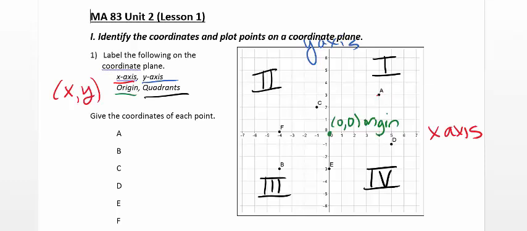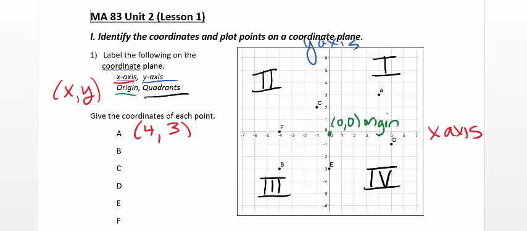So to find the coordinate of A, we start here from the origin and we had to go over to the right 4 places. So my x is 4, and then I had to go up 3 places to get up to this point A. So positive 3 is my y coordinate. So 4, 3.